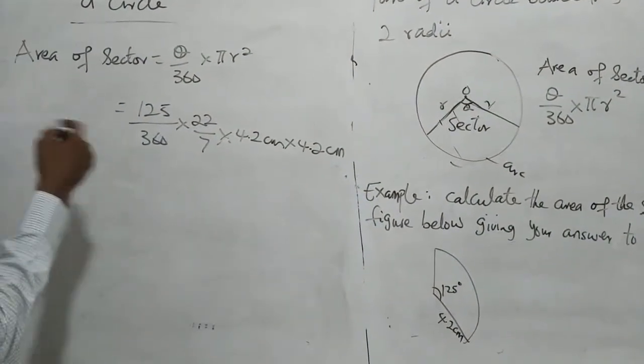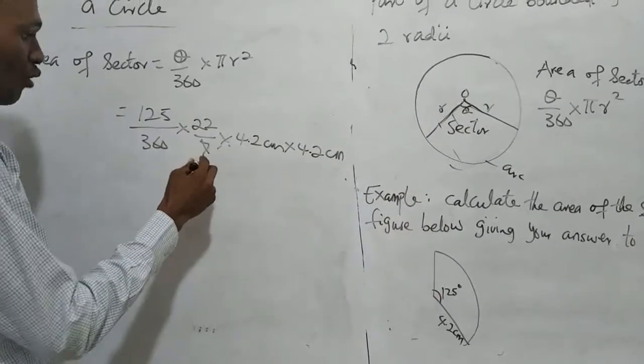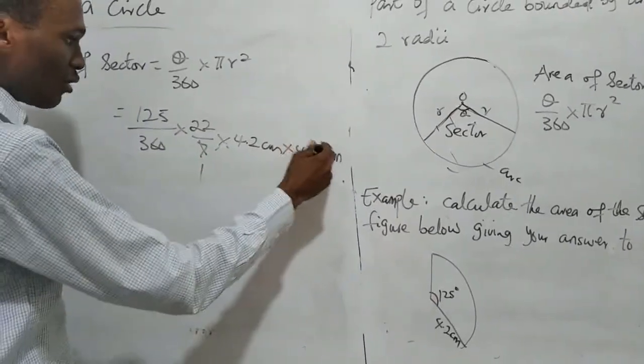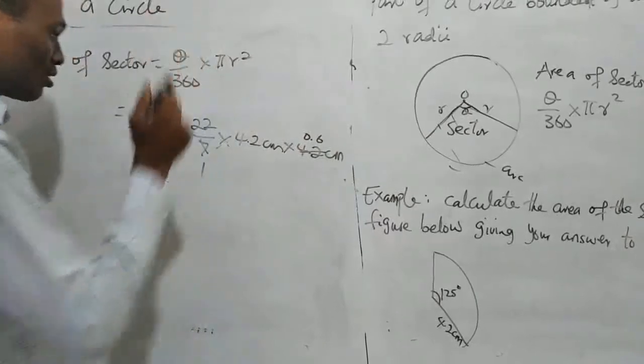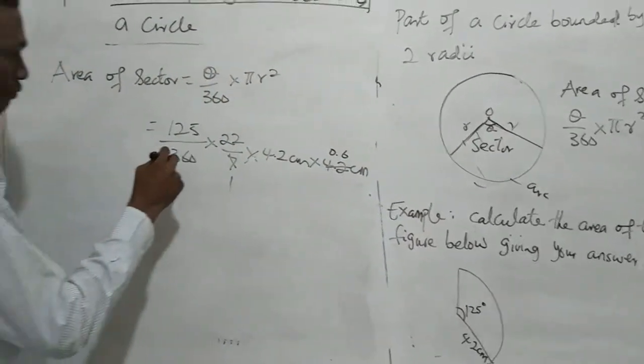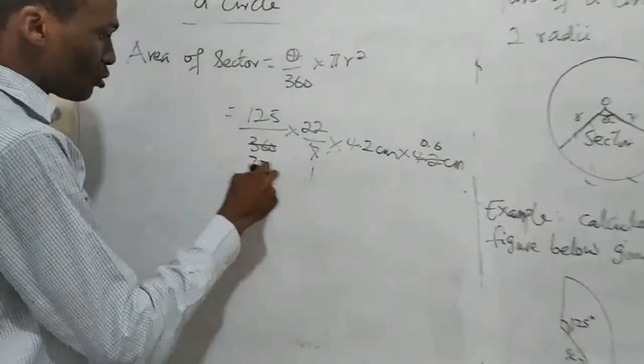We divide through now. 7 into itself will give us 1. 7 here will give us 0.6. We have 5 here will give us 72.